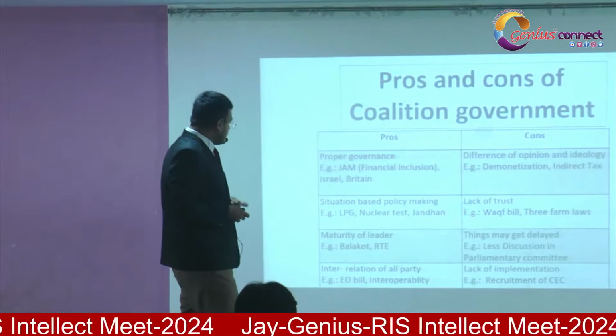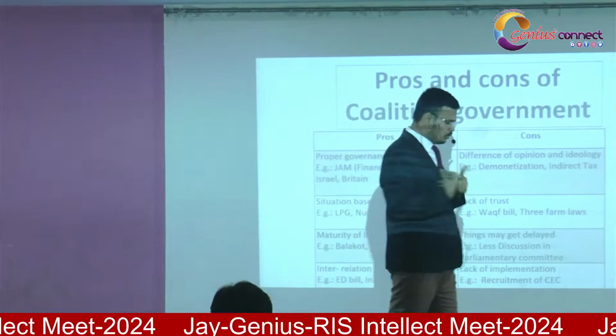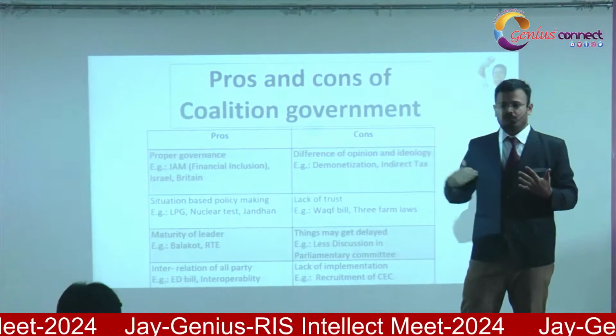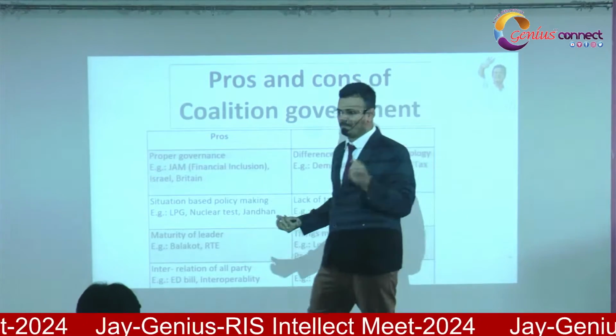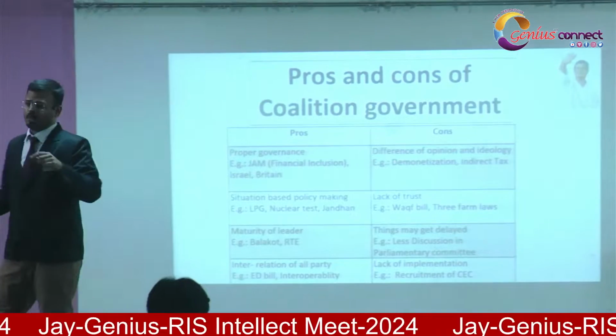What is the interrelationship of all the parties? When the parties have a good relationship, they are able to pass a bill easily, as we have seen in the Enforcement Directorate bill, that is the Prevention of Money Laundering bill, which was passed easily in Parliament. What is interoperability?